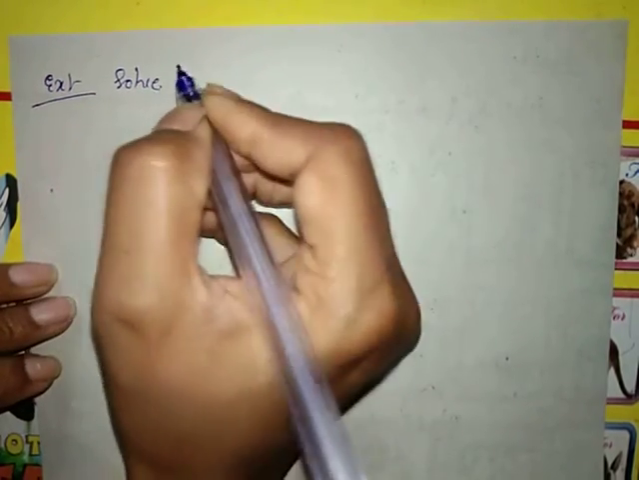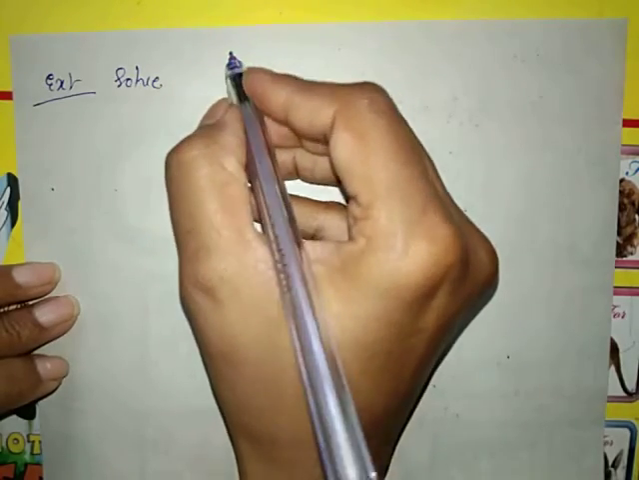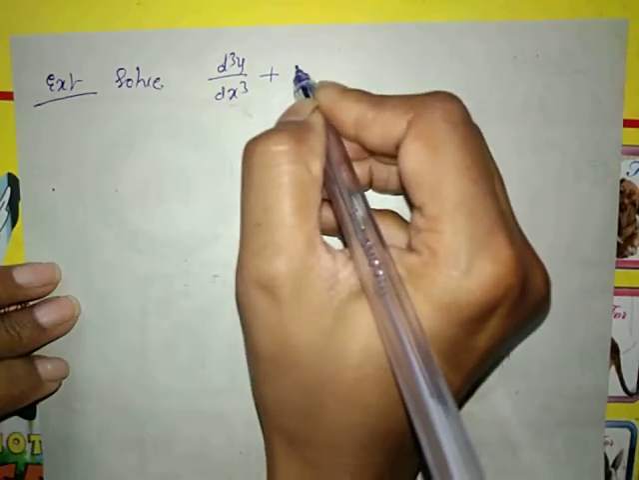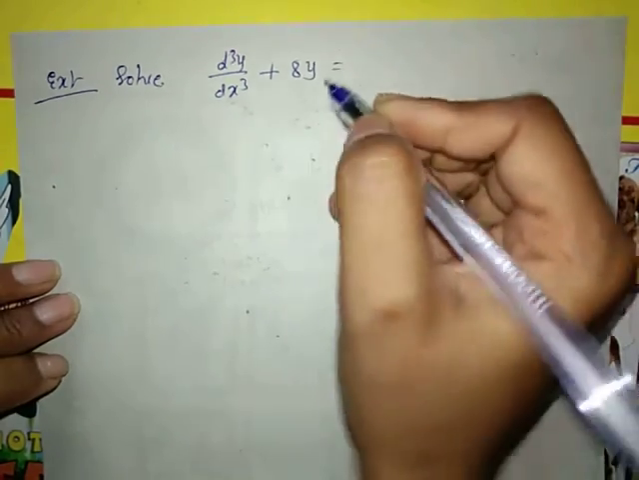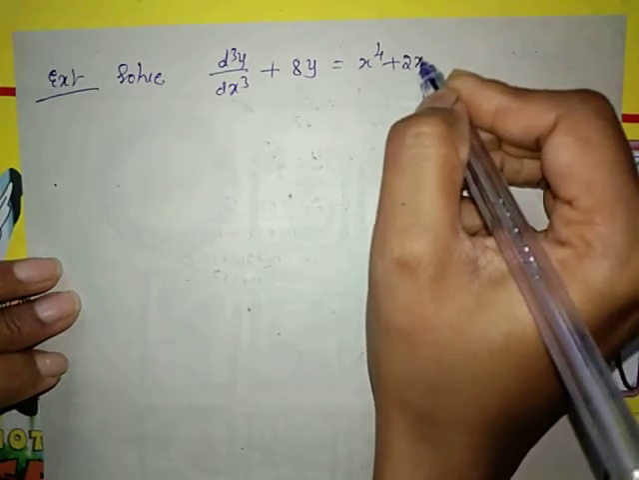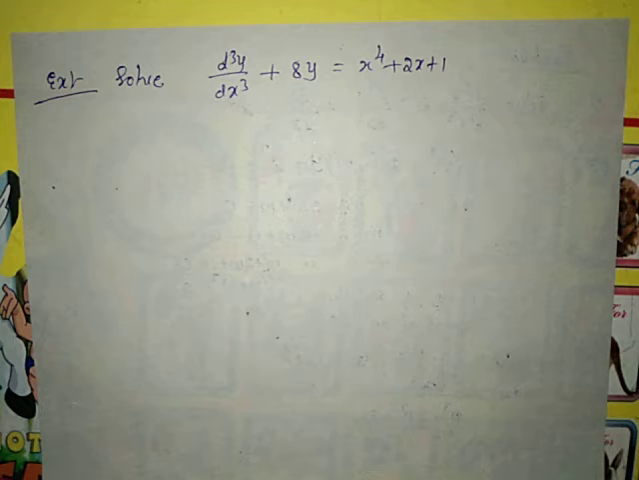Solve d cube y by dx cube plus 8y is equal to x raised to 4 plus 2x plus 1. d cube y by dx cube plus 8y equal to x raised to 4 plus 2x plus 1. Now we have to simplify this equation. We have to find out the complementary function and also the particular integral.